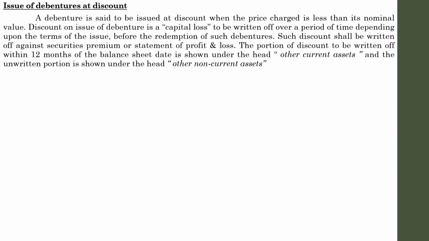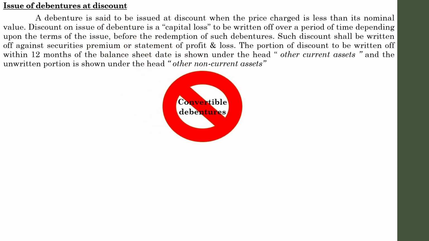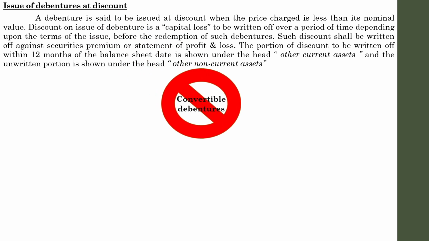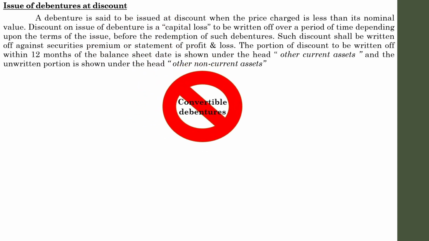The Companies Act puts no restriction upon the issue of debentures at a discount. However, convertible debentures cannot be issued at a discount if converted immediately. Remember, convertible debentures cannot be issued at discount if converted immediately. So that is the concept with regard to issue of debentures at discount.